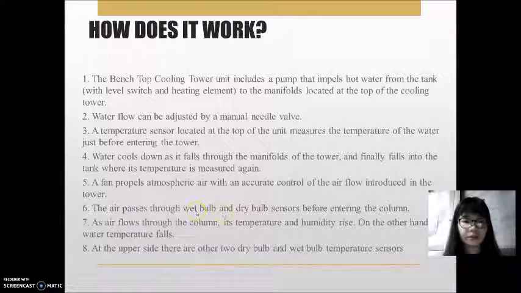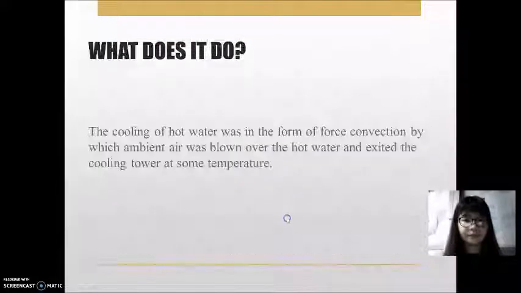The air passes through wet bulb and dry bulb sensors before entering the column, and as air flows through the column, its temperature and humidity rise. On the other hand, the water temperature flows. Okay, at the upper side, there are another two dry bulb and wet bulb temperature sensors.